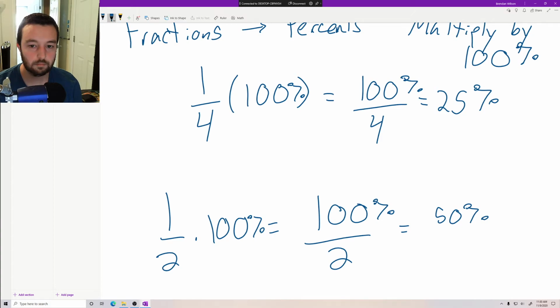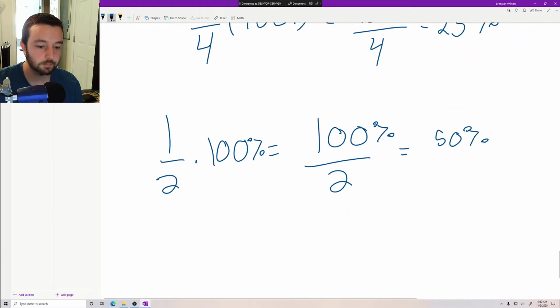Okay. So this is what I meant by it really builds off of the fraction and decimal section. There's not a lot of new techniques here. It's just using the previous techniques in new ways, in a different context.